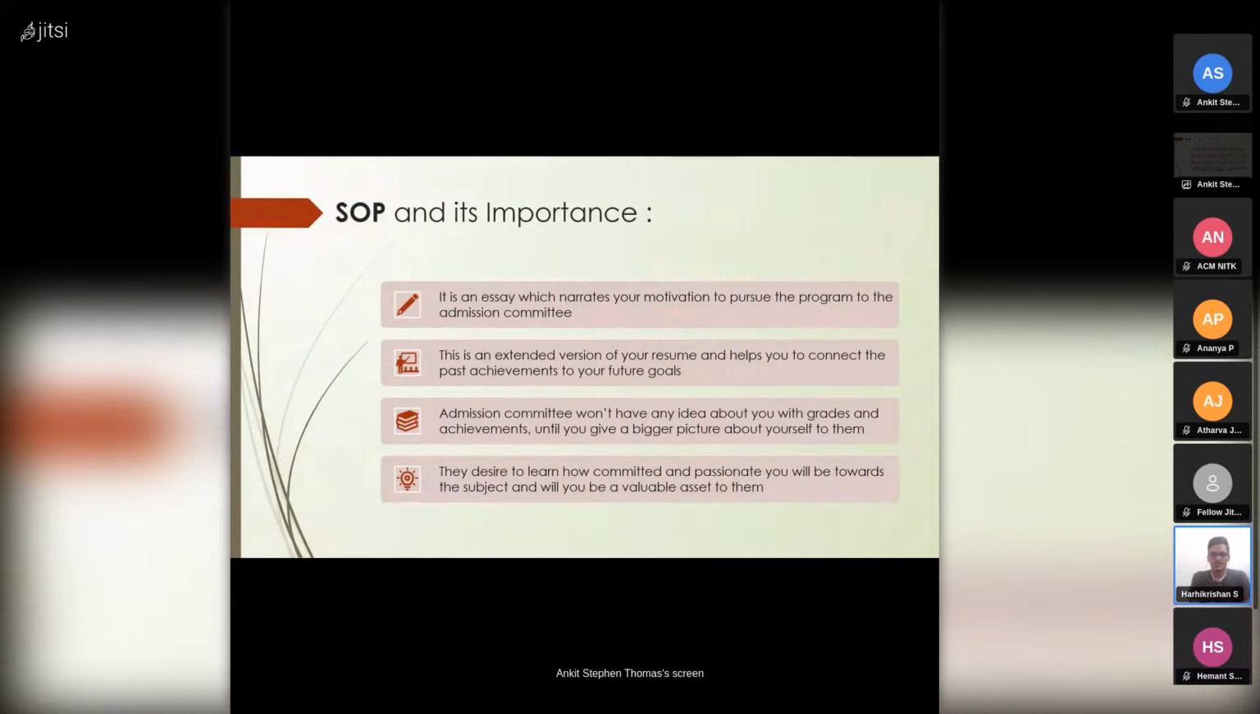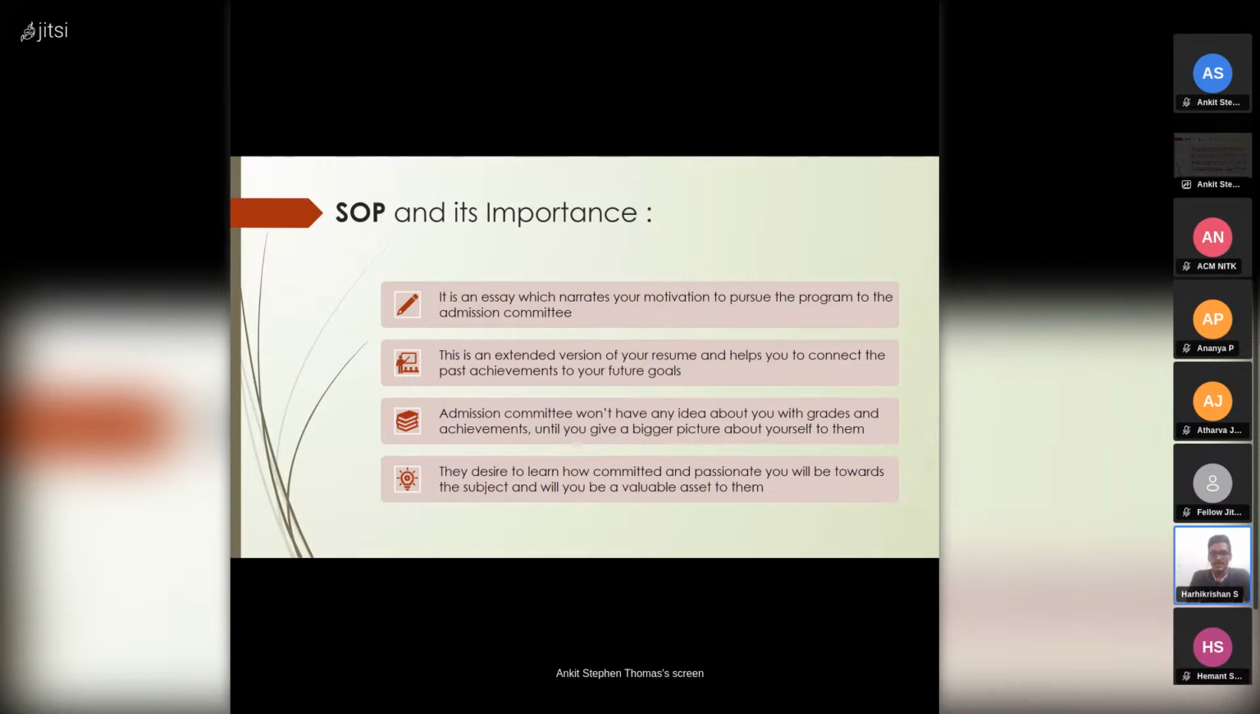There are universities which need an SOP for you to write, so it is important to know how to write an SOP. Firstly, try to learn what an SOP is. It is a motivation letter, given extensively in an essay format to an admission committee. With that essay format of your motivation, they will get an idea of who you are and what you are beyond your marks and achievements, what you have given in your resume itself.